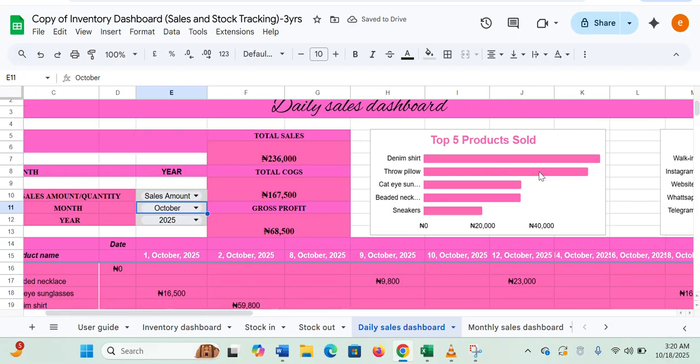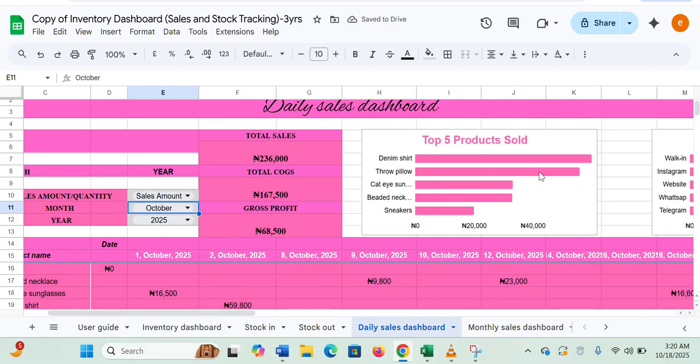So now you want to see, what are my top 5 products sold in the month of October? What exactly brought me much more money? Number one is denim shirts, followed by throw pillow, followed by cat eye sunglasses, followed by beaded necklace. Just this chart, do you understand?